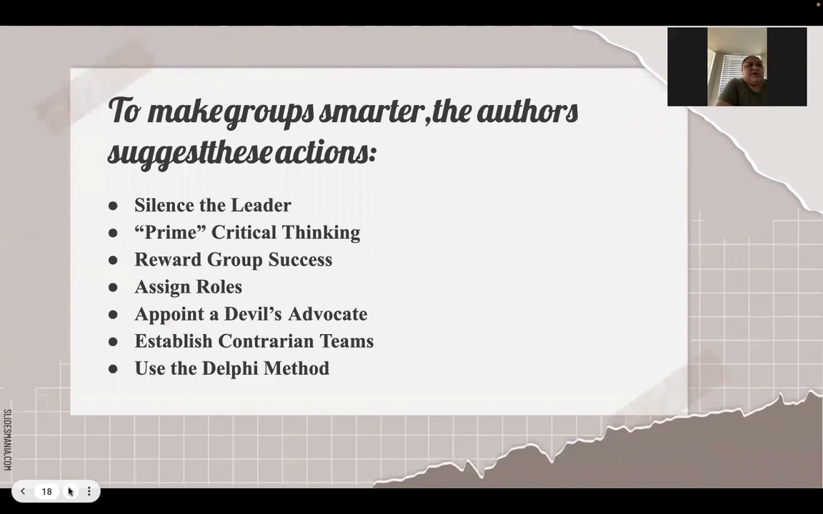To make groups smarter, the author suggests these actions: silence the leader, prime critical thinking, reward group success, assign roles, appoint a devil's advocate, establish contrarian teams, and use the Delphi method.